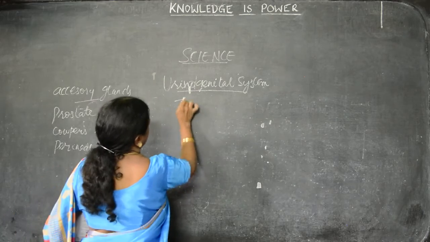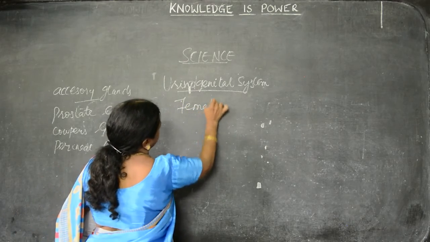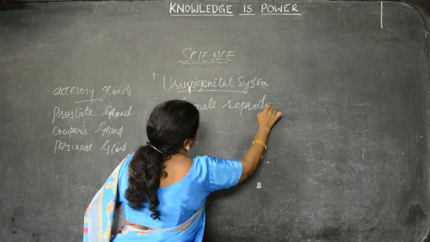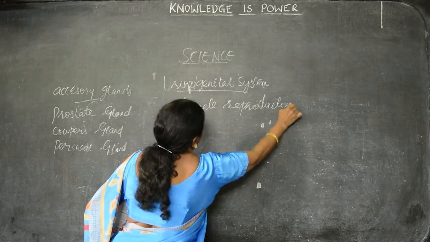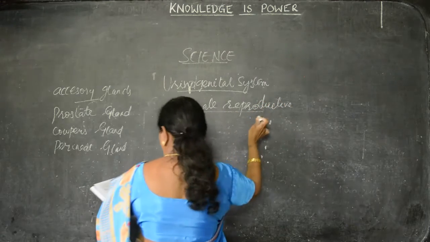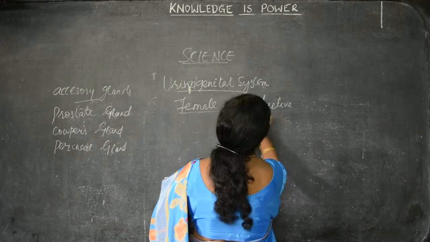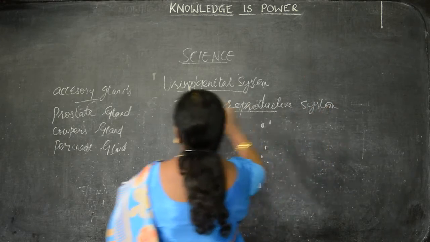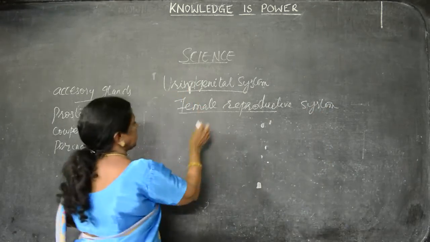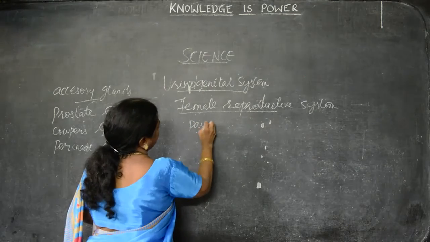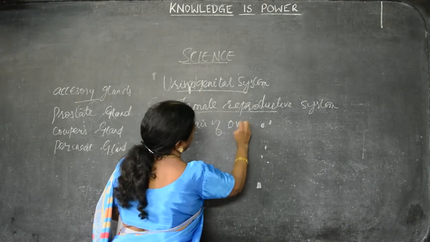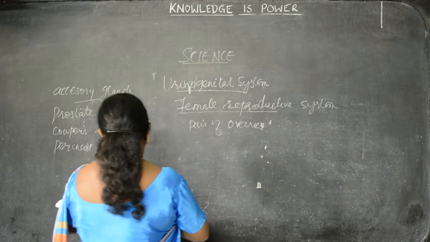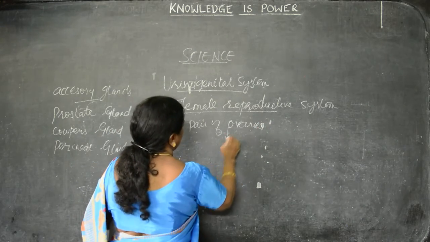Female reproductive system. Here we have seen a pair of testes, here we have to see a pair of ovaries. It is a bag-like structure. The ovaries raise into the oviduct.